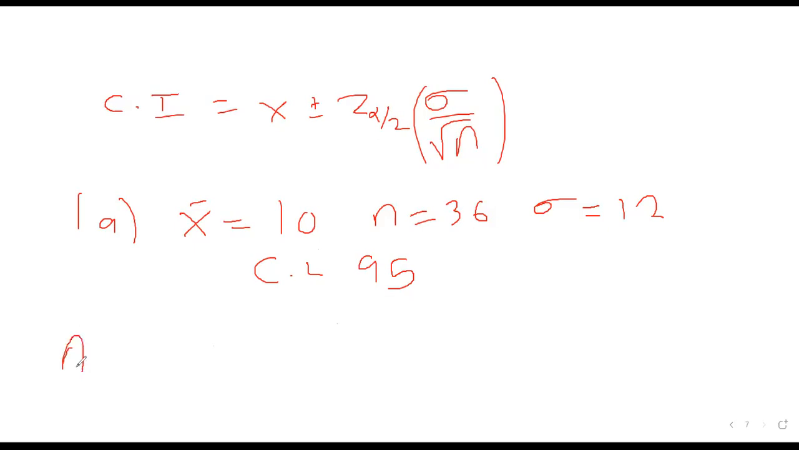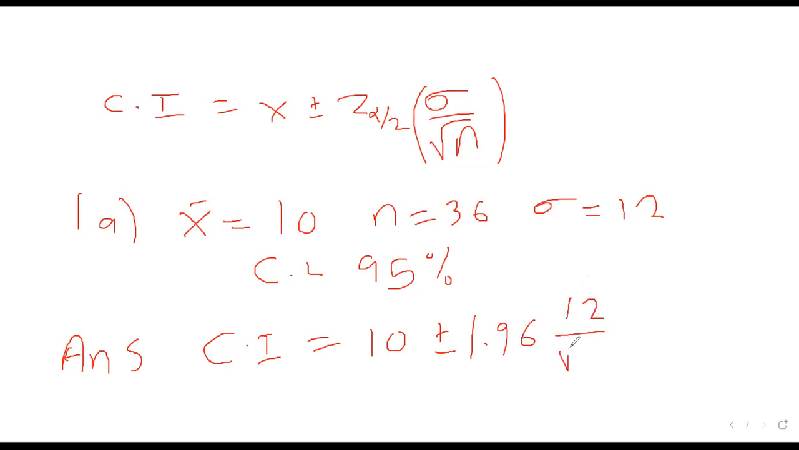So what is our answer? Confidence interval will be what? Mean. Where there's mean, we're going to put 10. 10 plus or minus. Where there is Z, we know 95%. What is our Z? 1.96. We just found it. And our standard deviation is what? 12 over square root of n. Our n is what? 36. The square root of 36 is 6. 12 divided by 6 is 2. 2 times 1.96 is 3.92.